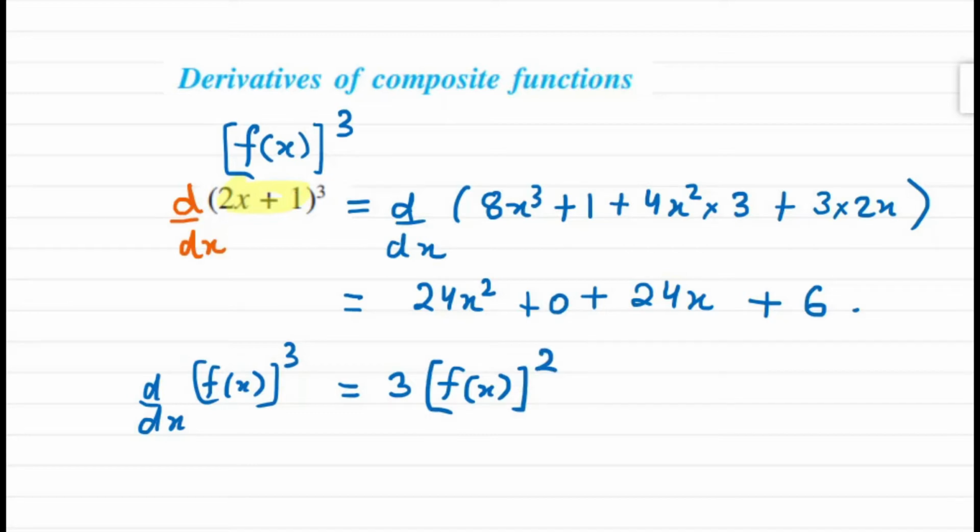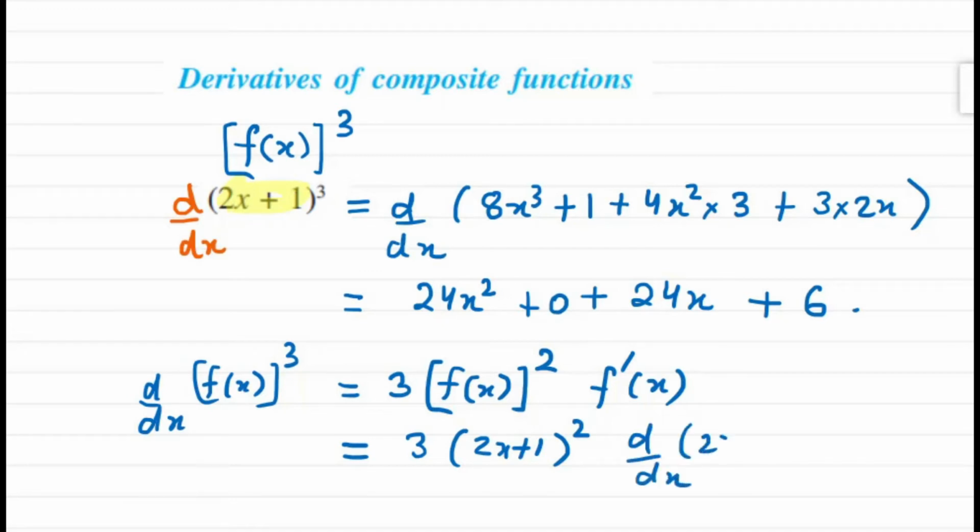Something raised to the power 3, the derivative of something raised to the power 3 will be 3 that something square. Now, but we have taken this as f(x), this was not our x, so we have to find out the derivative of this f(x) again. So here this will be 3 into, now you can replace your f(x), that was (2x + 1) whole square, and then f dash x will be d over dx of your 2x plus 1. So how much will you get? That will be 2 only.